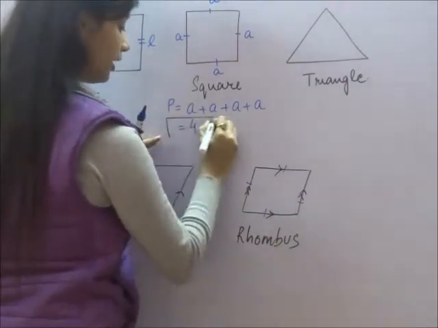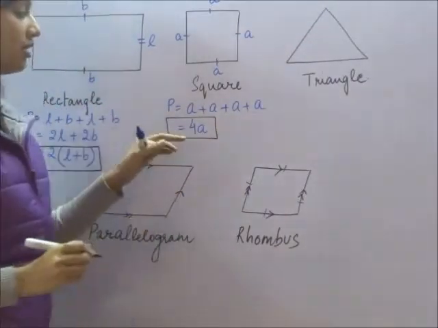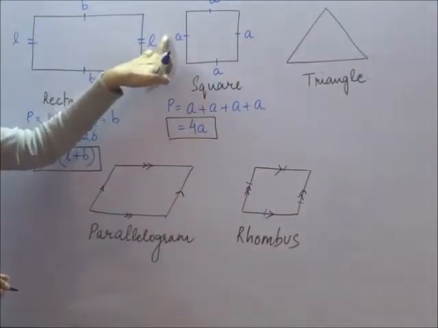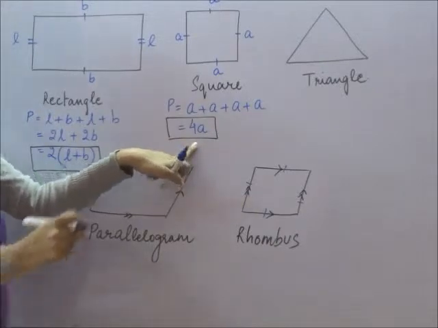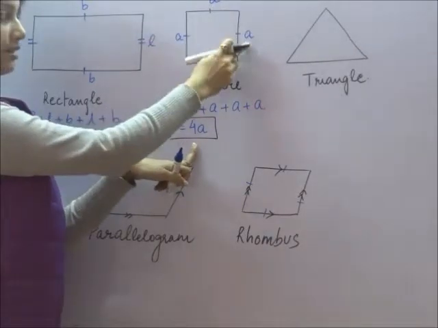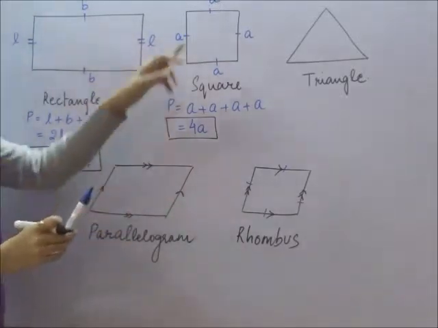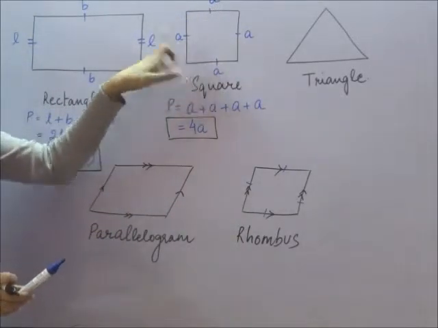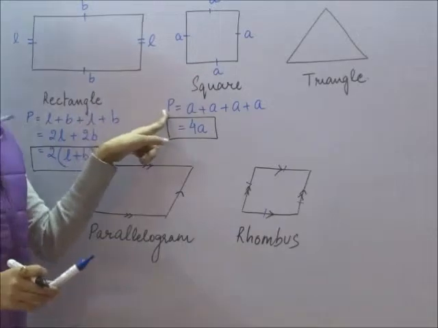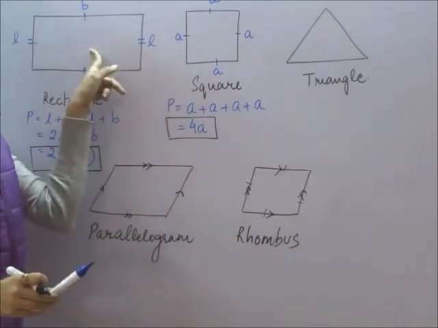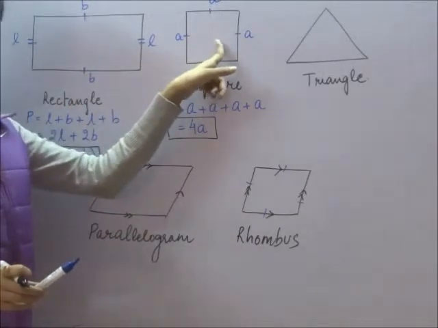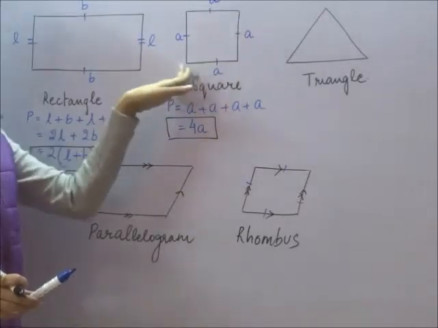In the books, your teacher says the perimeter of a square is 4A, and this is how it comes. The concept again remains the same: the sum of all the sides is the perimeter. It applies to a closed figure.